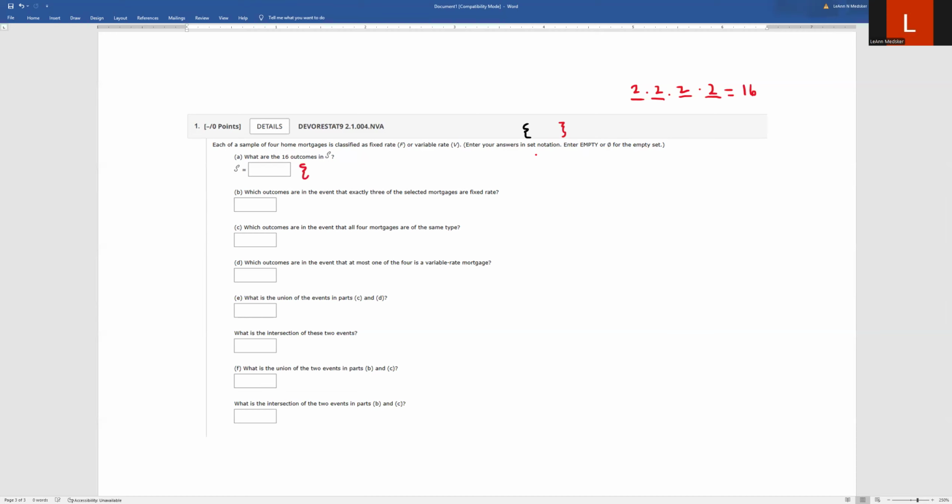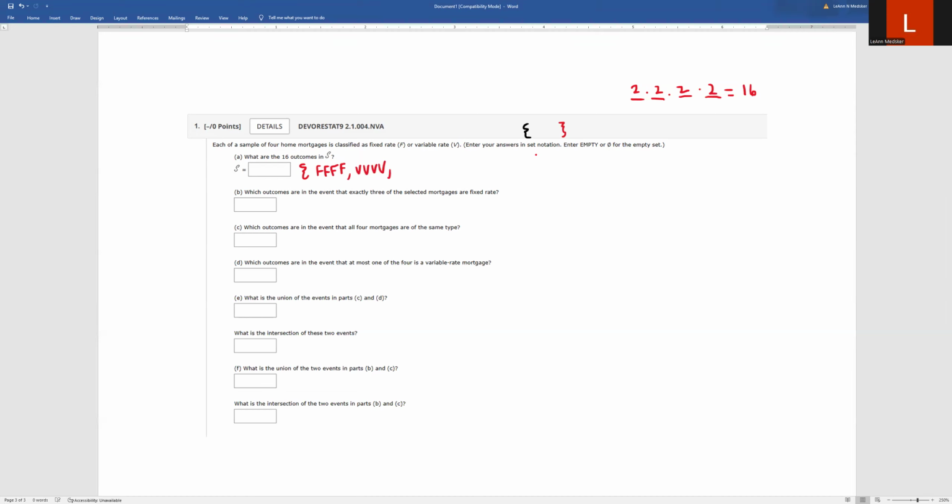Now, I don't have room to put it in the little box here, so I'm just going to type what I would normally type in this box right here to the side. So there's some easy cases where it could be all fixed. So that would be F, F, F, F, or V, V, V, V.